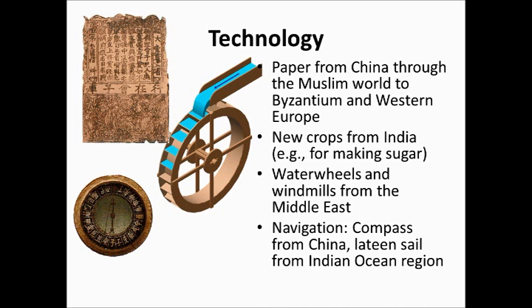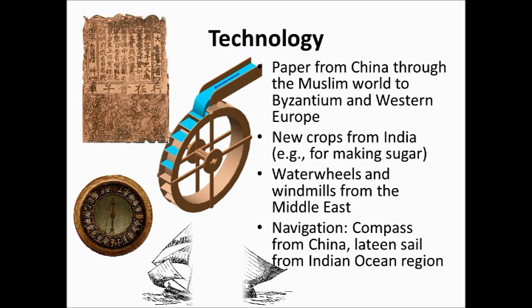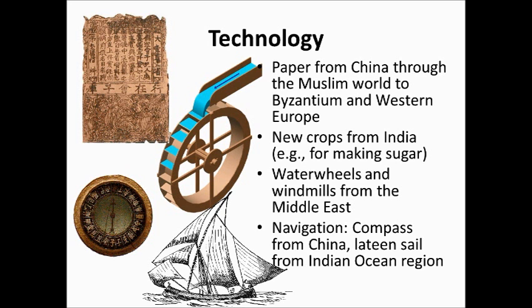Navigation: the compass will be developed in China, and then the lateen sail, which will be a type of sail that will allow people to sail against the wind. You can tack against it. This is a huge development because up until now, the boats on the Indian Ocean depended upon the monsoons to get from one place to another. So now you could go any time of the year because you could tack against the wind.